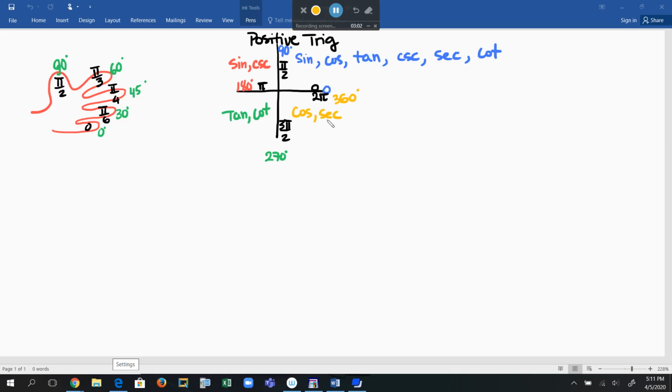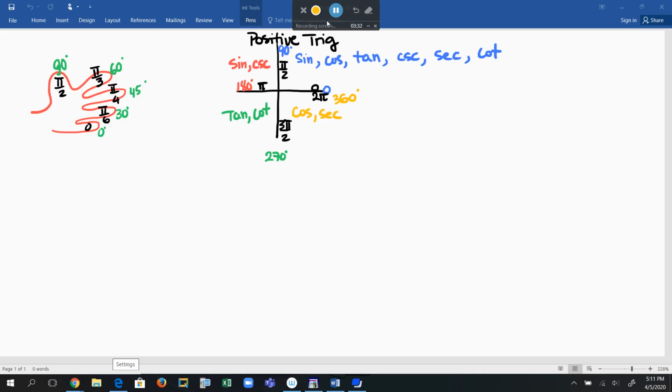If you remember, the shortcut is All Students Take Calculus. All means all six trig functions. Students means sine and the reciprocal of sine. Take means tangent and the reciprocal of tangent, and then Calculus means cosine and the reciprocal of cosine.